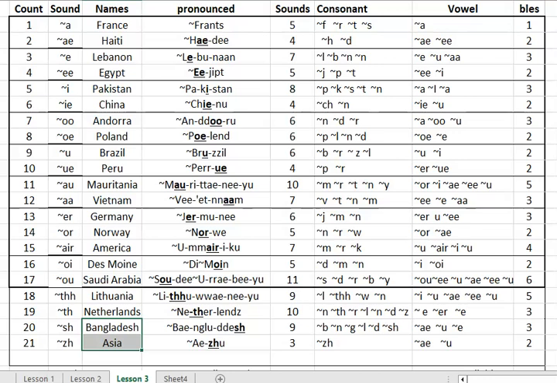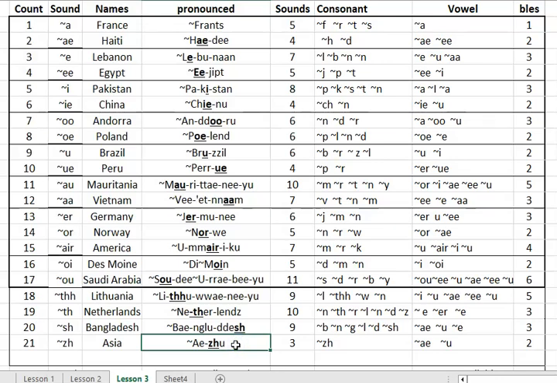And the last two. Bangladesh, Asia. In Bangladesh, I have the NG together. I like to stop a syllable at the vowel. And the SH is featured in this one. Then here is the rarest sound in English. Asia. The J sound is the rarest sound.